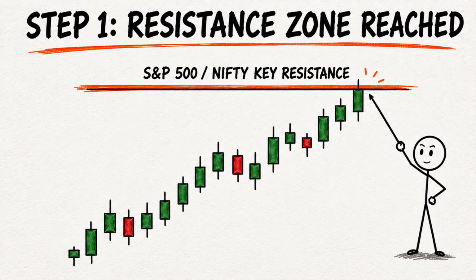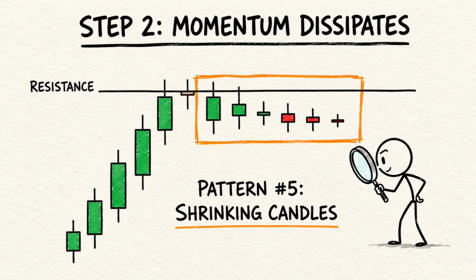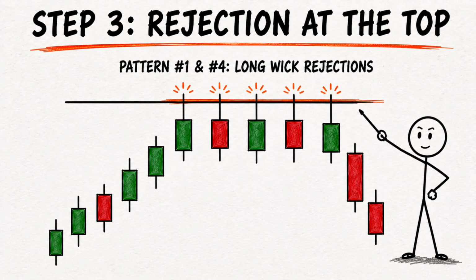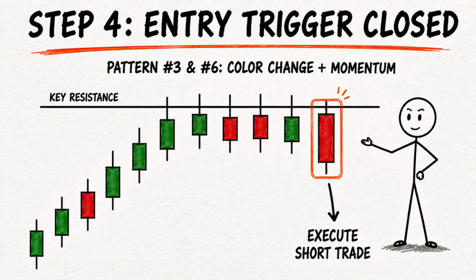Step 1, the trap/zone. Suppose the price of the S&P 500 or Nifty reaches a major key resistance level. Step 2, loss of momentum. As soon as it approaches resistance, the size of the candles starts shrinking. Shrinking candles, pattern number 5. Step 3, the rejection. Price tries to go higher, but long wicks shoot out from there. Long wick or multiple rejections, pattern number 1 and number 4. Step 4, the trigger. Finally, a strong red candle closes right at that level. Candle color change plus momentum, pattern number 3 and number 6.